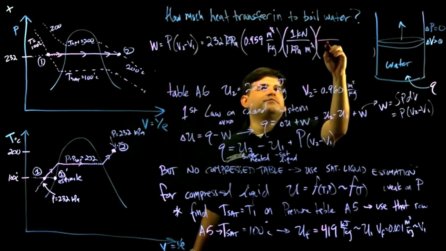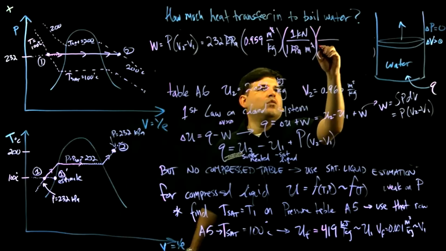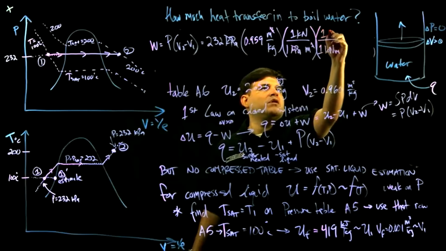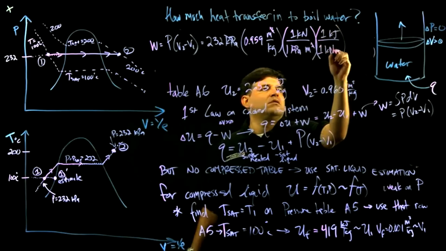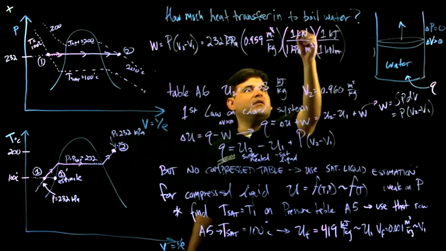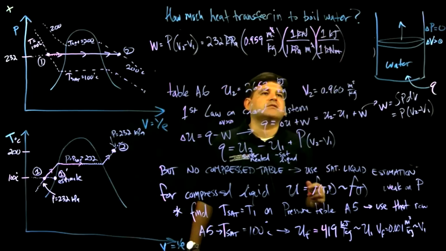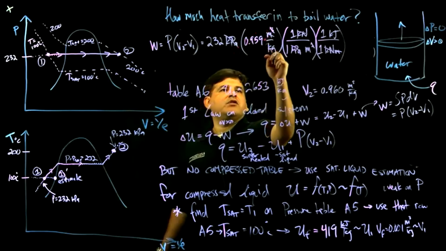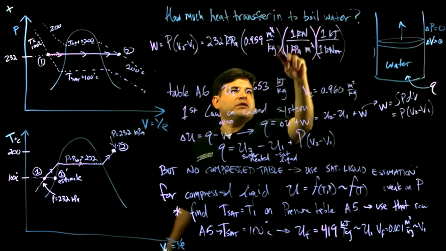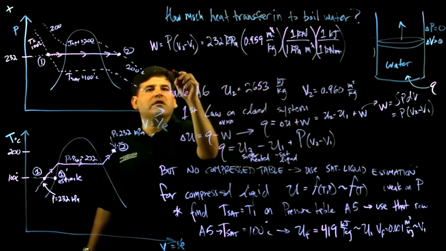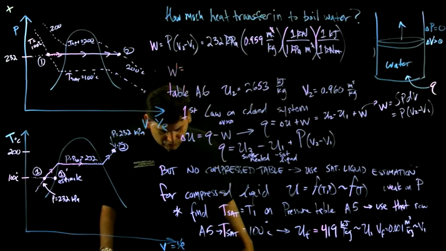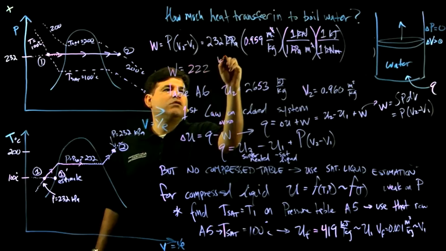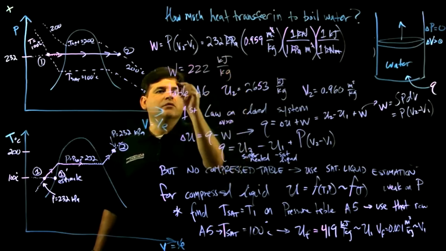So 1 kilonewton meter equals 1 kilojoule. The meter here cancels this meter here, the kilonewton here cancels this, so now we have kilojoules. That's how kilopascals times meter cube per kilogram gives you kilojoules per kilogram. So work equals, if we calculate that out, 222 kilojoules per kilogram.